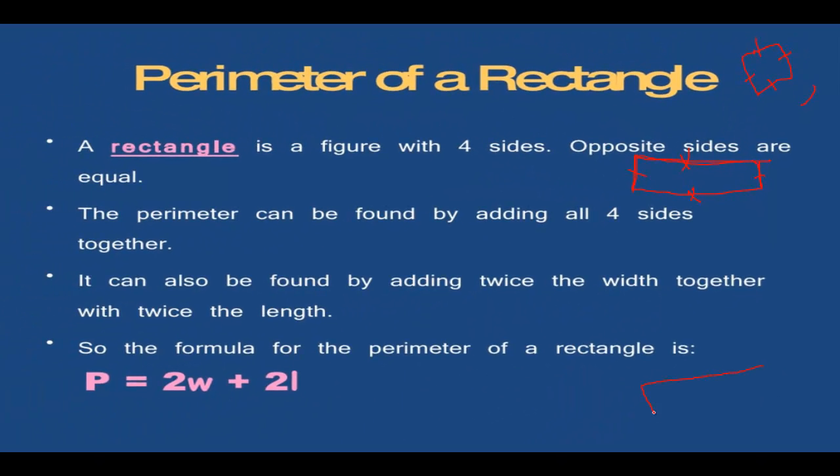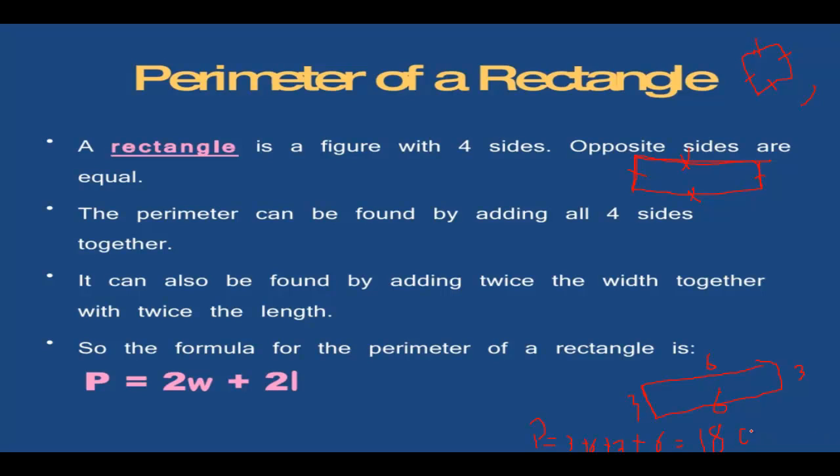So if we have a rectangle like this one, and this side is equal to 6, and this side is equal to 3, then the opposite side of this one is going to equal 6, and the opposite of this one is going to equal 3. So if we need to find the perimeter, the same idea we said from the beginning, the perimeter here is going to equal 3 plus 6 plus 3 plus 6, so it equals 18 centimeters.